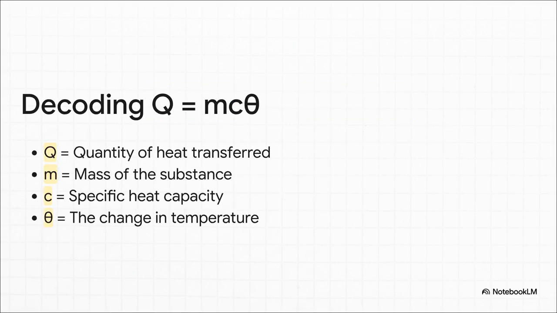Okay, so Q is the big one. That's the quantity of heat we're trying to find. To get it, you just need three things. M is for mass. That's easy. It's just how much stuff there is. Theta is the change in temperature. You can measure that with a thermometer, no problem.